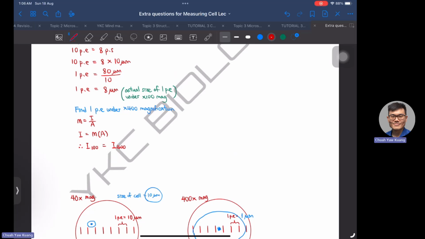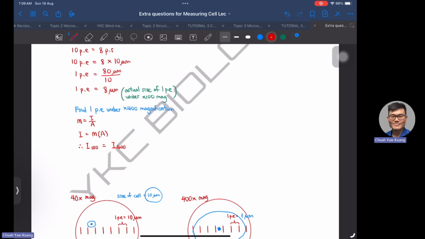Okay, so based on this, next we will fill in. We will replace the image size with the magnification times the actual size. So that will mean that the magnification, which is 100 times magnification, times the actual size, which is the 8 micrometer, will be equal to the magnification, which is 400 times magnification, times the actual size of one pitch on the IP2 that we want to find.